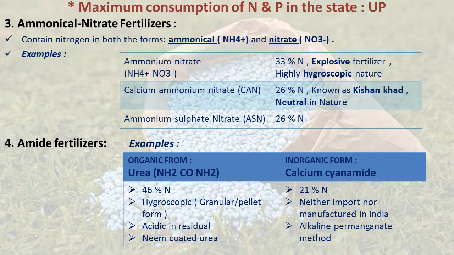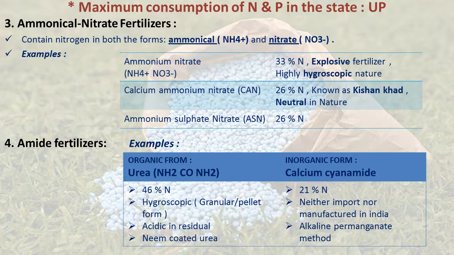Then third is the ammoniacal nitrate fertilizers, which contain both NH4 plus and NO3 minus forms of N. An example of ammoniacal nitrate fertilizers is ammonium nitrate, NH4 plus NO3 minus. It contains 33% of N, half in ammonium form and half in nitrate form, and it is hygroscopic in nature. What is hygroscopic? Hygroscopic means tending to absorb moisture from the air, and it is an explosive fertilizer.